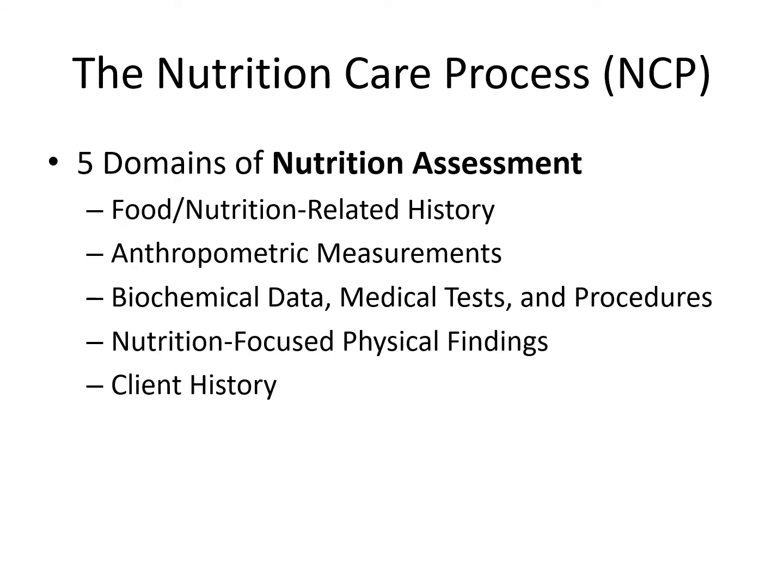Now we're going to talk about the 5 domains of nutrition assessment, i.e., the big categories for everything we look at when assessing a patient. We have food and nutrition related history, and anthropometric measurements, which is all the standard height, weight, BMI, etc. Biochemical data, medical tests and procedures, so this is going to be your labs and procedure results, like if we looked inside the GI tract with endoscopies, etc. Physical findings, which we'll do more in person when we're on campus, and of course, client history, so what's been going wrong.